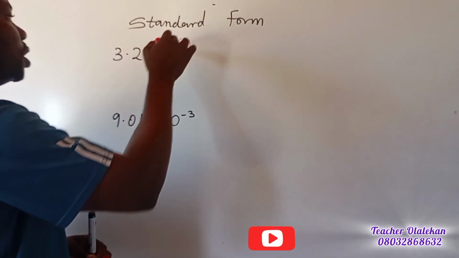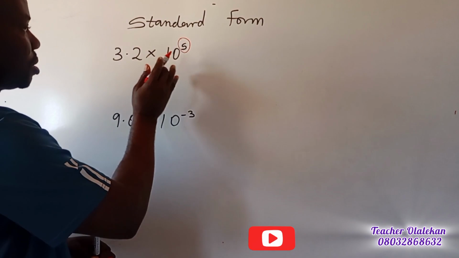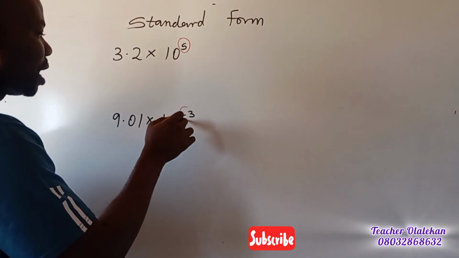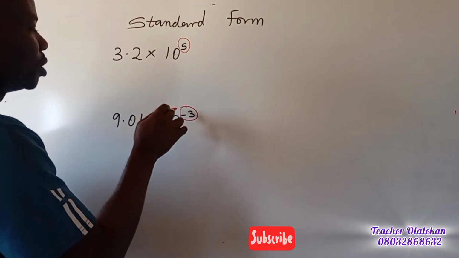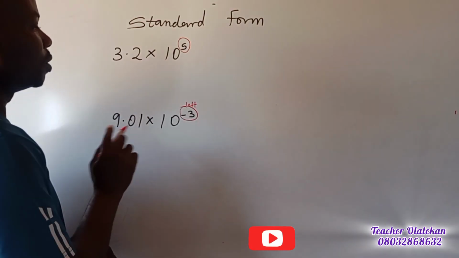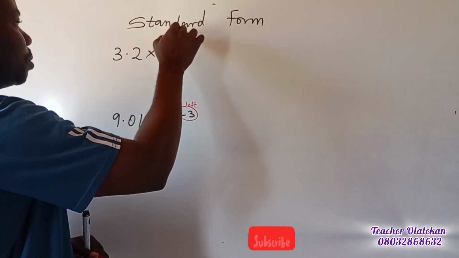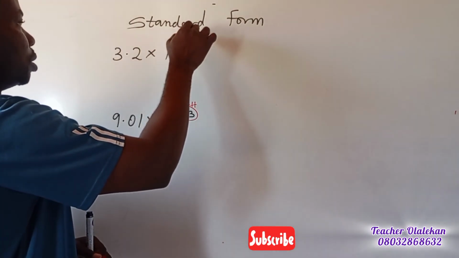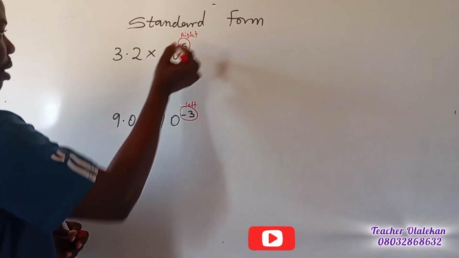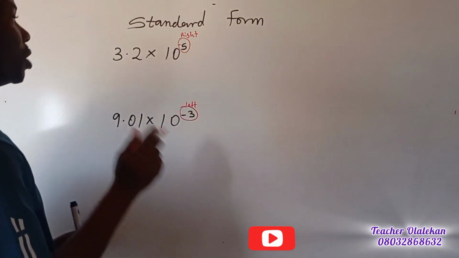To write figures in normal form, just know the rule first: when your exponent is positive, that means your point will move to the right. But when your exponent has a negative sign, your point will move to the left. In this case, your point will move to the right, because this has an invisible positive 5.